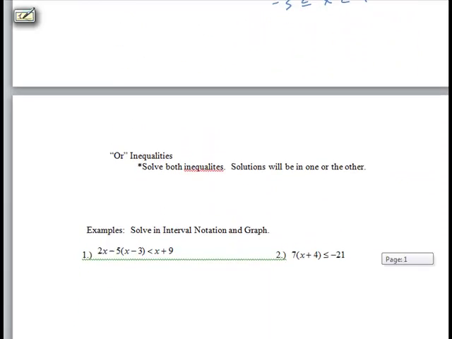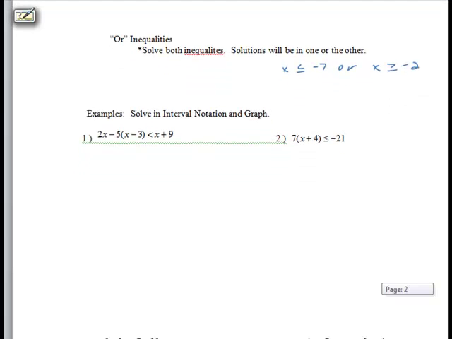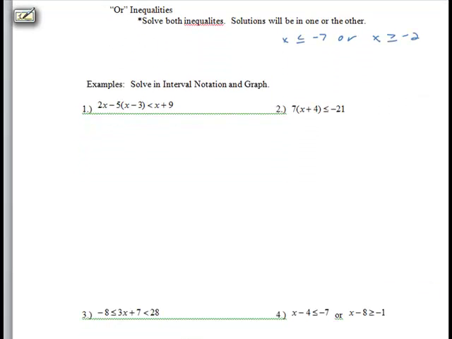And then we're also going to have OR inequalities, and an OR inequality basically is 2 inequalities linked together with the word OR. For instance, x is less than or equal to -7, or x is greater than or equal to -2. So identify which inequality it is, and then just solve it, graph it, and write the final answer in interval notation. So example 1, look at the problem.